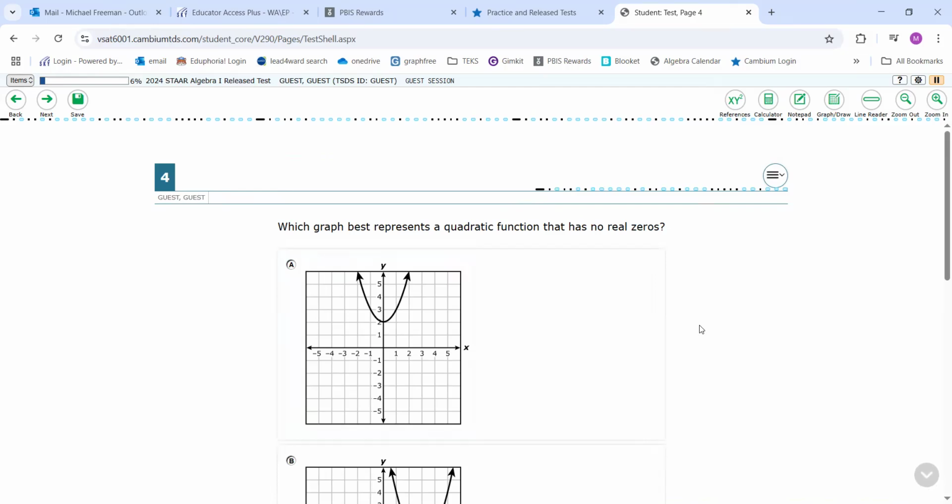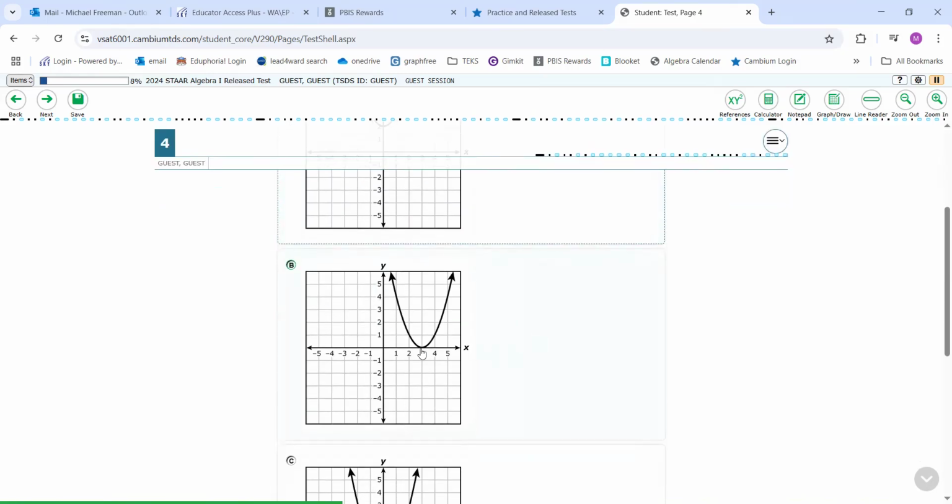All right, which graph best represents a quadratic function that has no real zeros? We write down all the time that zeros is just another word for roots, solutions, and x-intercepts. Which of these graphs has no x-intercept? Well, this one right here that does not hit my x-axis.